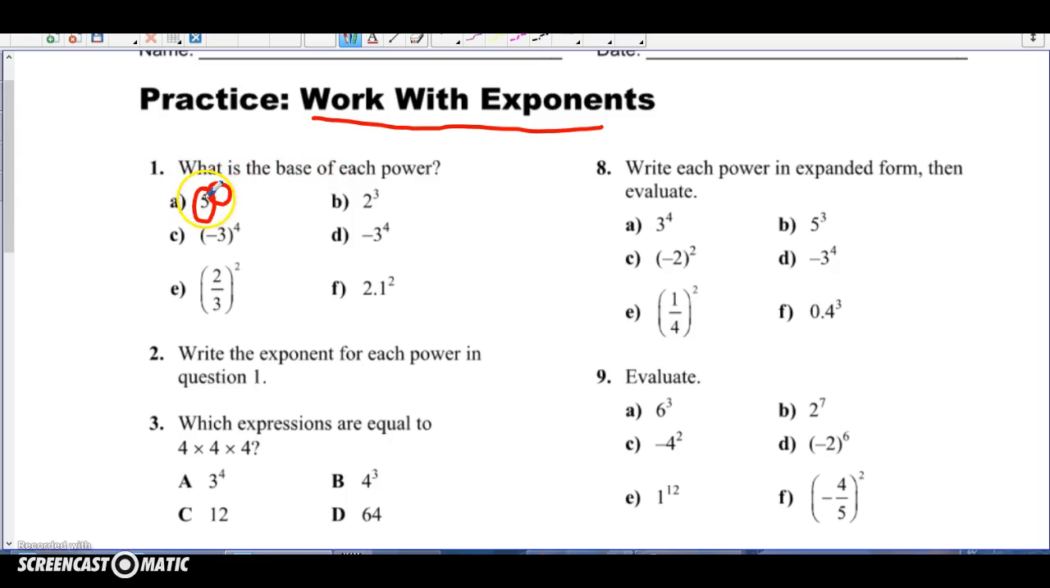Here 5. The small one, the lower number or variable, I guess, is the base, and then the higher number here is the exponent. So for example, here you have a base of 2.1 and an exponent of 2, and here the base is 2/3 and exponent 2. And what that means is 2/3 squared means 2/3 times 2/3.